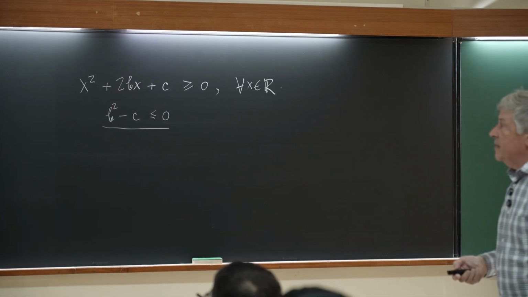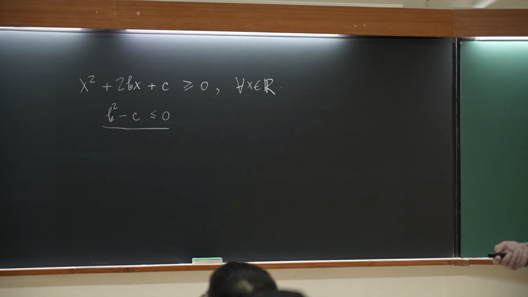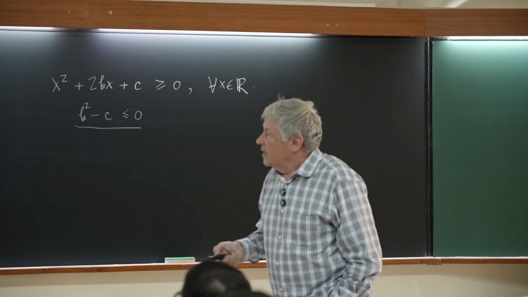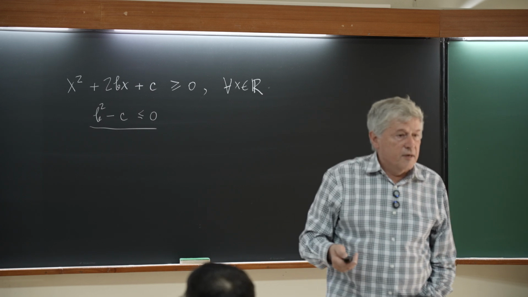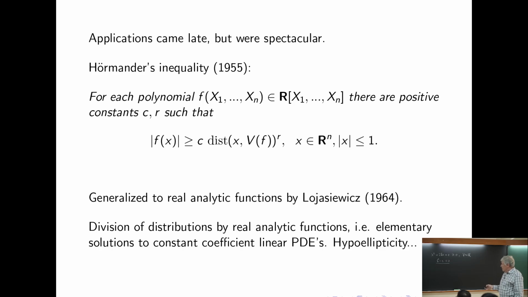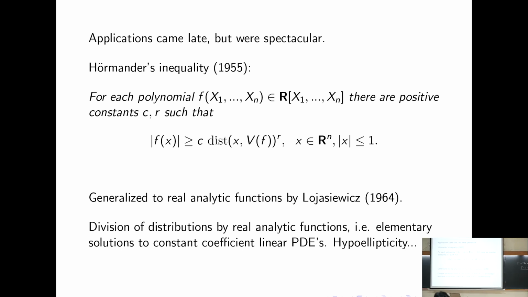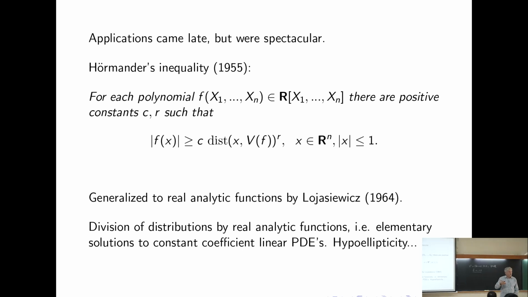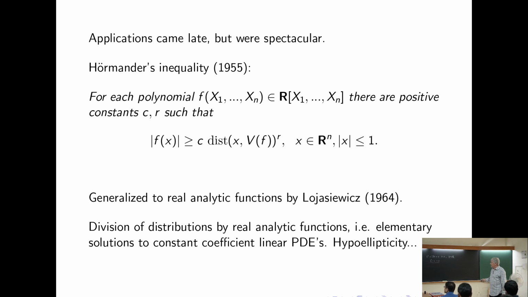So the applications came late, as I mentioned. One of the most interesting and useful ones is Hörmander's inequality. He used this for characterizing hypoellipticity for linear PDEs, and it gives you how fast a polynomial grows outside the zero set in the real domain. It is always bounded from below by a power of the distance to the zero set. Not trivial over the reals. And this leads to the Łojasiewicz inequality. Maybe you know this in its terms as the root of division of distributions by polynomials, existence of fundamental solution, and so on. So it's quite useful, this fact, for linear PDEs.